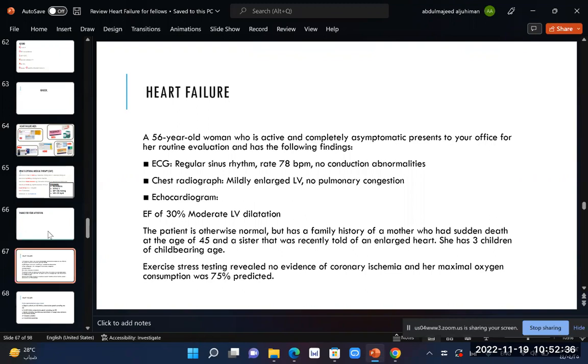Echocardiogram, EF of 30%, moderate LV dilatation. The patient is otherwise normal, but with a family history of a mother who had sudden cardiac death at the age of 45 and a sister who was recently told of an enlarged heart. She has 3 children of childbearing age. Exercise testing revealed no evidence of coronary ischemia, and her maximal O2 consumption was 75% predicted.